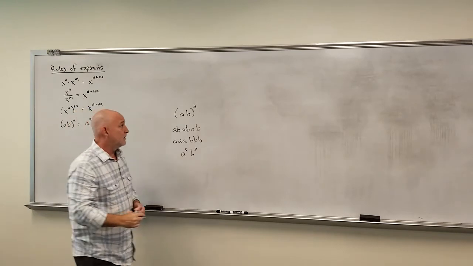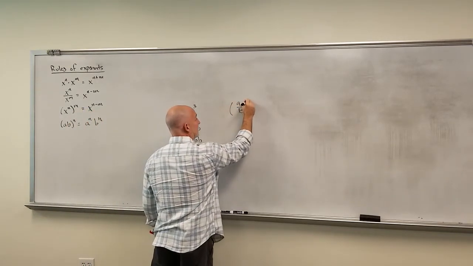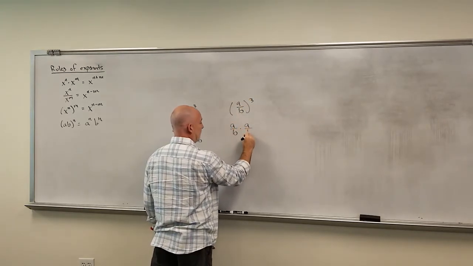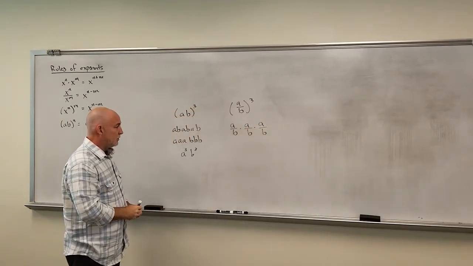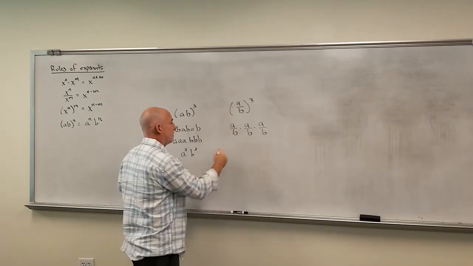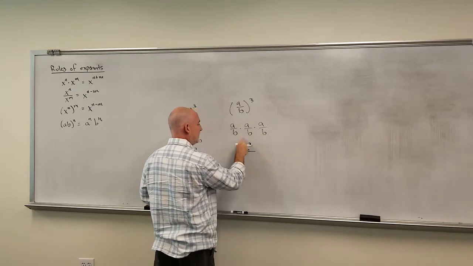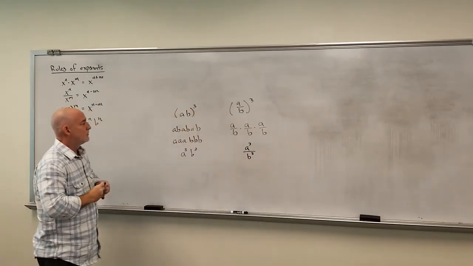Now the same basic idea is going to work with division. I'm just going to squeeze it over here. What if we have (a over b) to the third? Well, that'd be a over b, a over b, and a over b. Well, we know when we have fractions, we're going to multiply fractions straight across. So if we multiply straight across, on top, a times a times a would be a to the third, b times b times b would be b to the third. So the same basic idea.